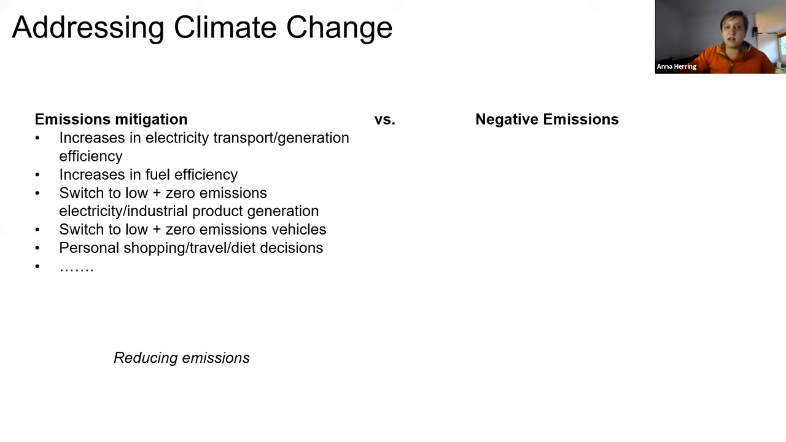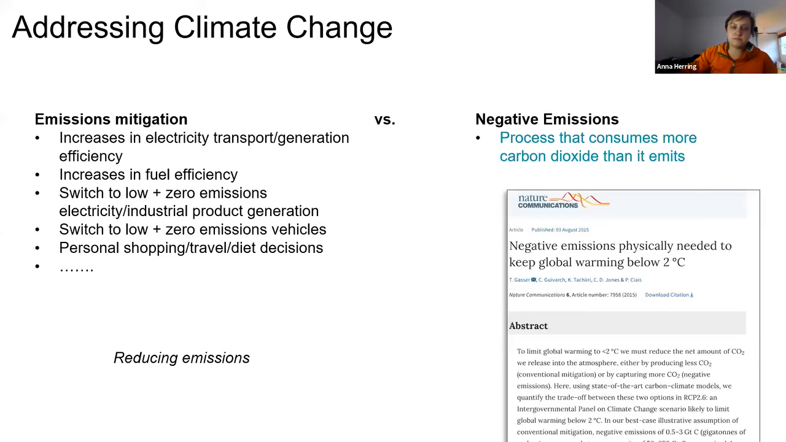Negative emissions, on the other hand, can use some of the same technologies as mitigation technologies, but they're distinct because a negative emissions technology involves a process that consumes more carbon dioxide than it emits. And keeping in theme of the disappointing or depressing aspect of this part of the talk, it's become obvious that we're going to need to start implementing negative emissions technology if we want to keep global warming below 2 degrees Celsius.